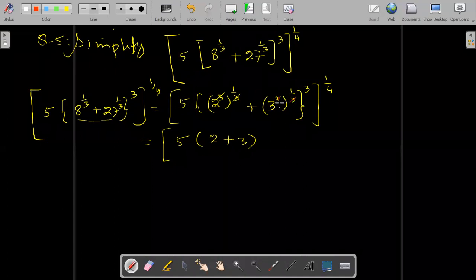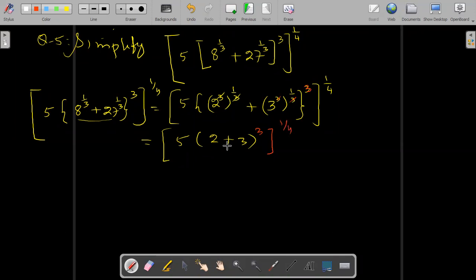3 into 1 by 3, and whole raised to power 3. This whole raised to power 3 is as it is. And 1 by 4 power is also as it is. Now 2 plus 3 can be written as 5 raised to power 3, raised to power 1 by 4.